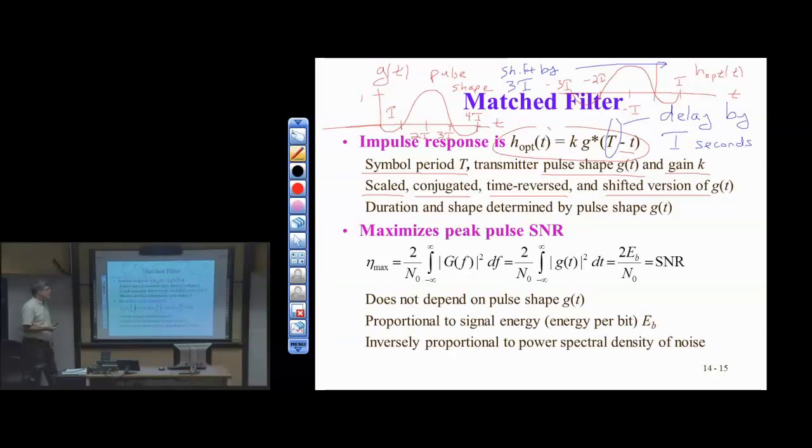Now, the duration and shape of the match filter impulse response is completely determined by the pulse shape. And if you look at this in terms of frequency response, the magnitude response of the match filter will be the same as the magnitude response of the pulse shape.